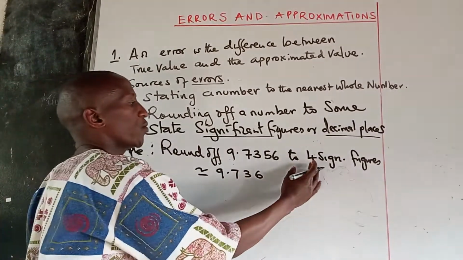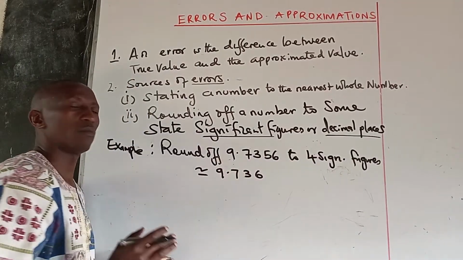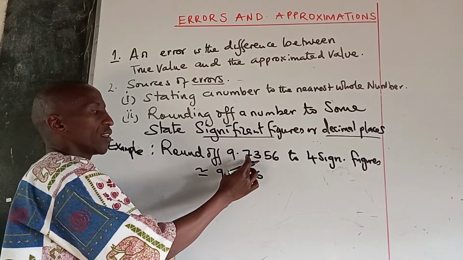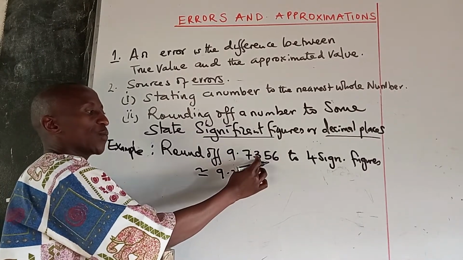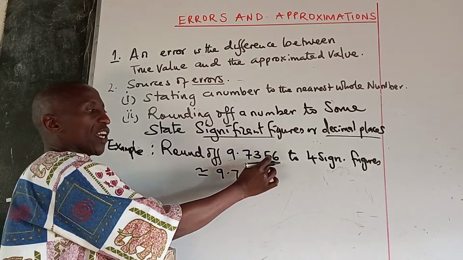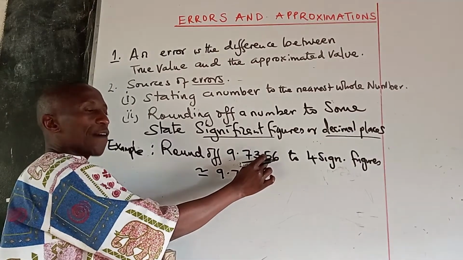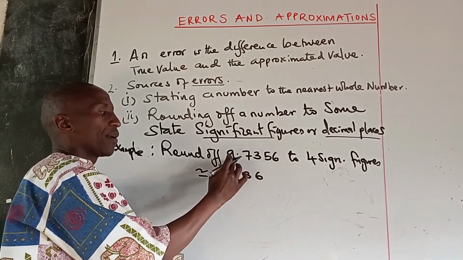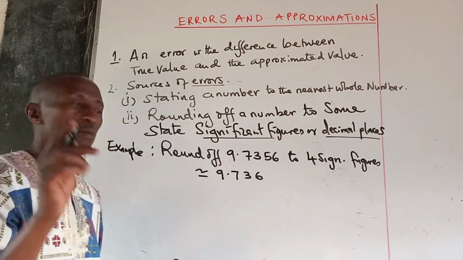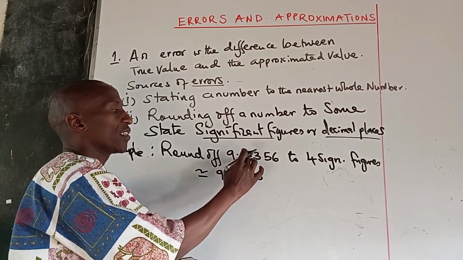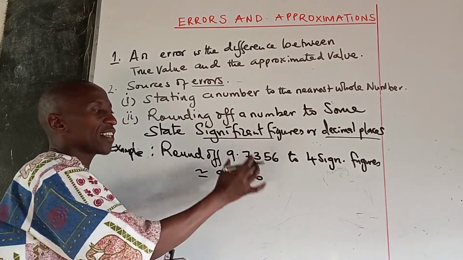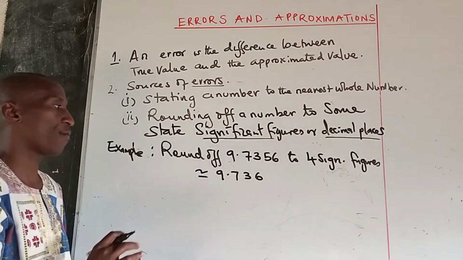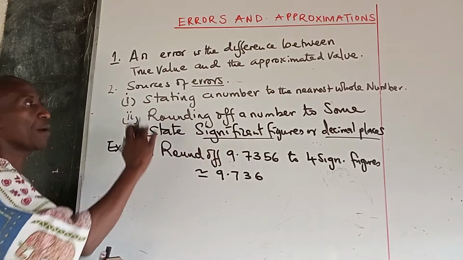Or if you are told to round off to 2 decimal places, that would be 9 point. The first decimal place is 7. The second decimal place is 3. So we check on the third, and it's a 5. That leads us to rounding off to 9.74. When this number is rounded off to 2 decimal places, we get 9.74. That creates a difference between the true value and the new value. That is the kind of thing we are talking about here.